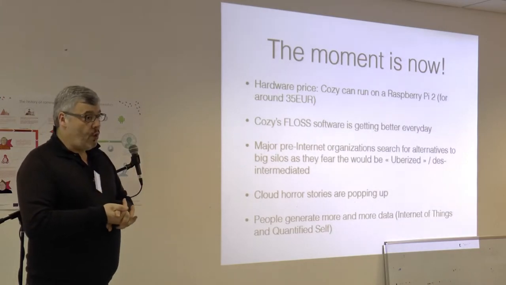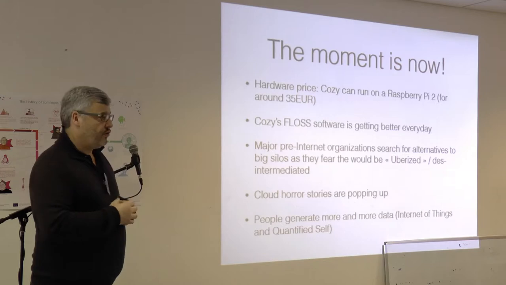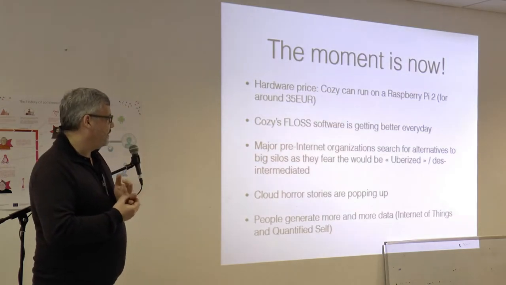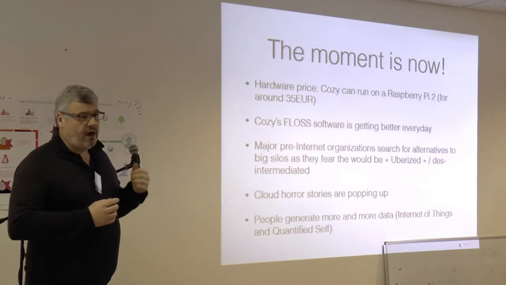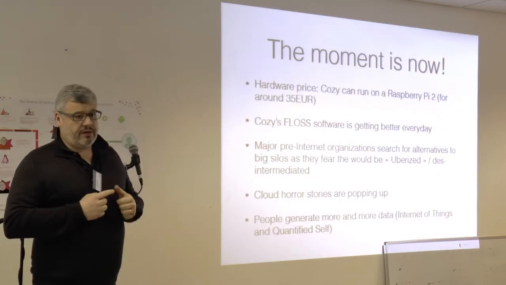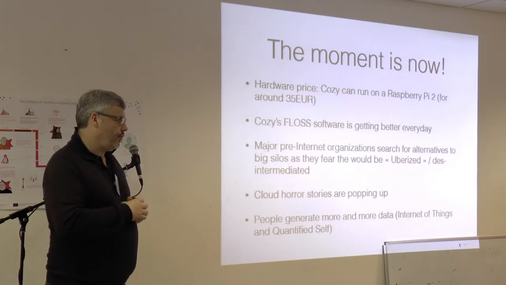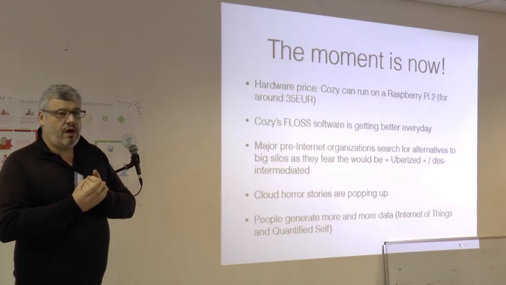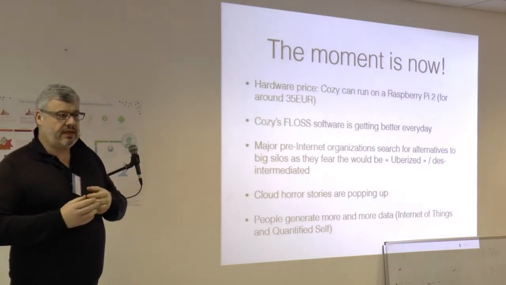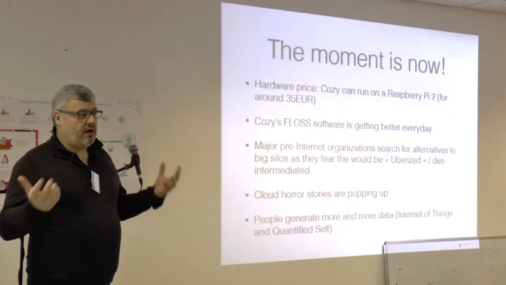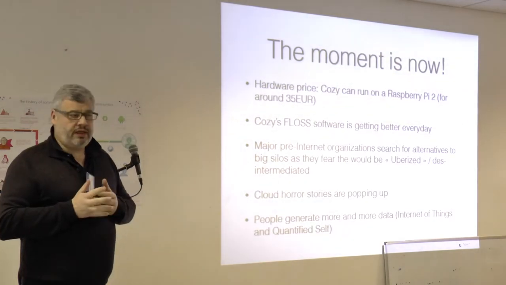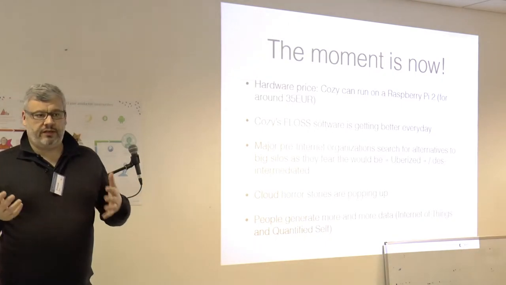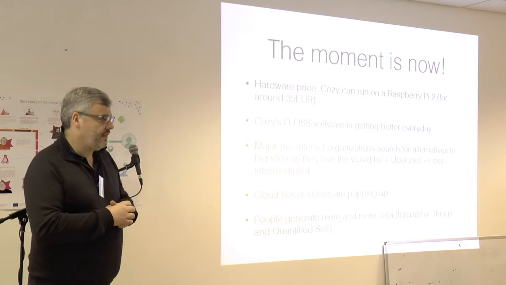There never has been a better moment for this movement to work. So it's not just Cozy Cloud, it's also the other open source offerings that can succeed, because it's the right moment. The hardware price has dropped. This can run on a Raspberry Pi 2, which is roughly, I think, 30 or 35 pounds. The software is making progress every day. And also, pre-internet large organizations, such as insurance companies, telcos, and such, are very, very concerned that they will be killed by Google and the other organizations, like Uber is killing the taxi business. They don't want to feel the same effects on their business.